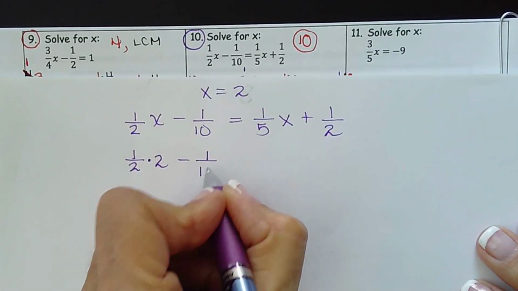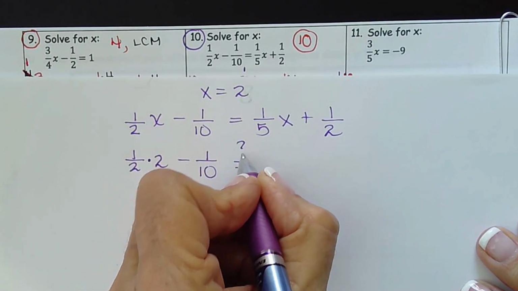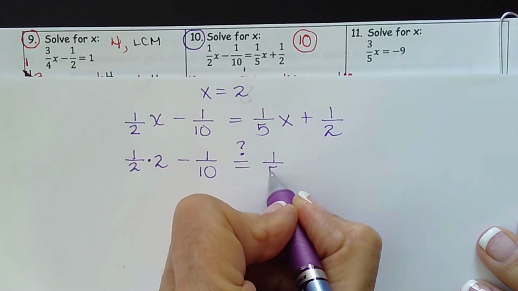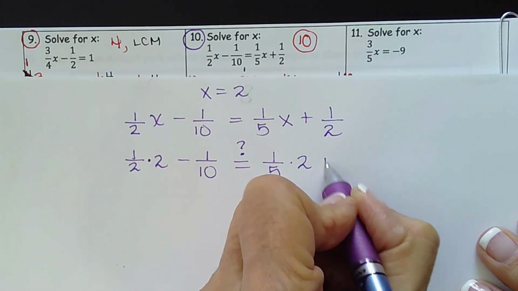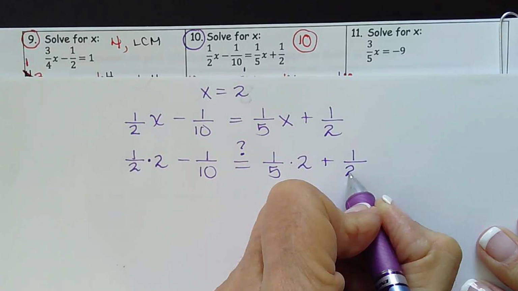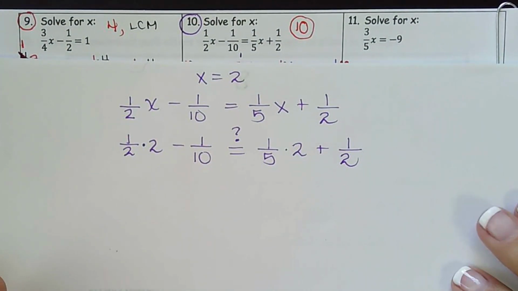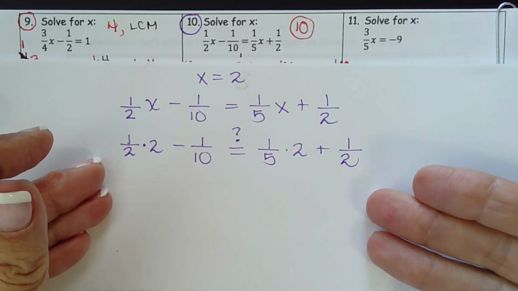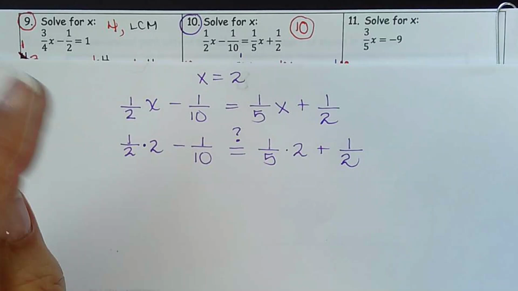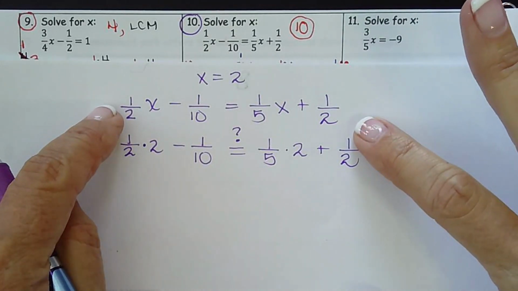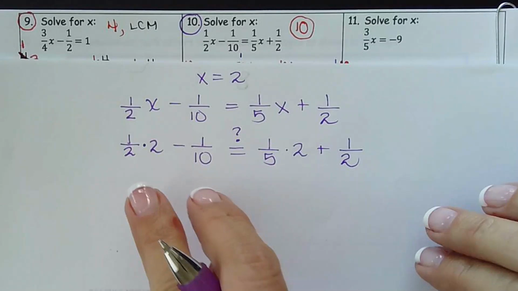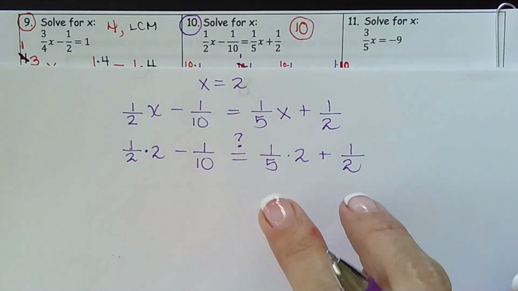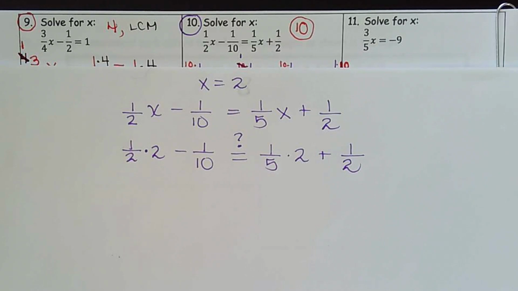minus 1/10. And I want to know, will that give me the same answer as 1/5 times 2 plus a half? After that, it's all done on your calculator. When I ask for a check, though, I do require these 2 steps. So make sure before you go to your calculator, you've shown the original problem, you plugged it in, then you can put the answer to this side there and the answer to this side there after the calculator.